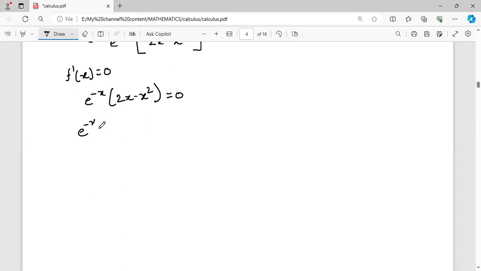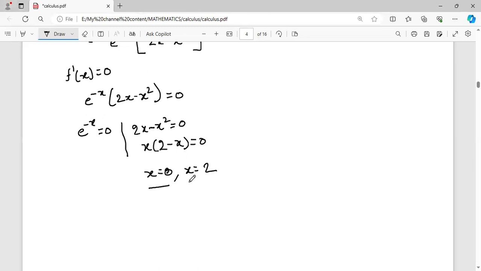That is e power minus x equal to 0, and the second term 2x minus x square equal to 0. Then we get the common term x, so x into 2 minus x equal to 0. We get two values: x equal to 0 and x equal to 2.